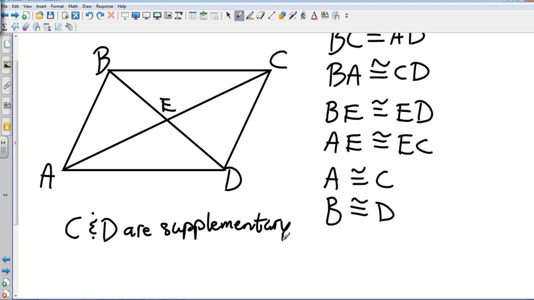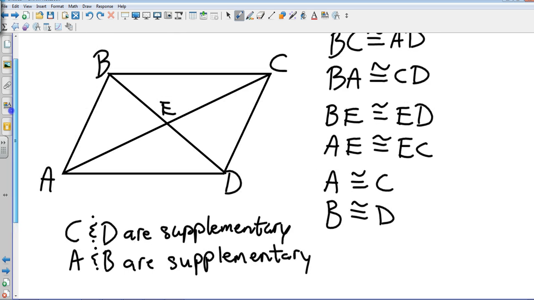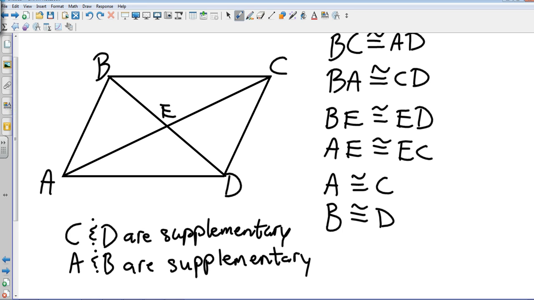That'll sound good. All right, what's another one? A is supplementary. Okay, so A and B are also supplementary. Okay, anything else I can do from the six properties?